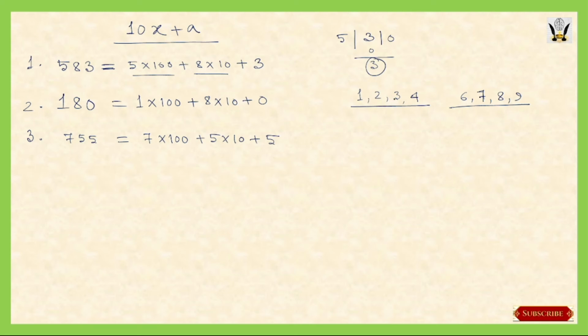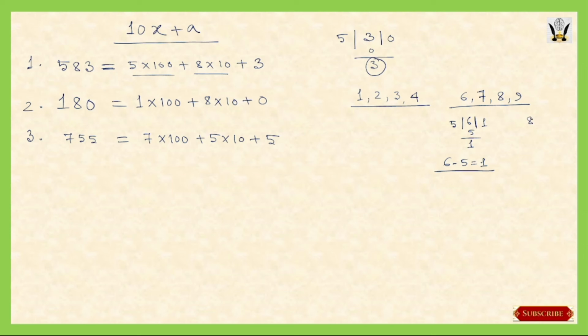Now among the numbers 1, 2, 3, 4, if we divide any of them by 5, then the remainder will be that number itself, as these numbers are less than 5. And 6, 7, 8, 9, all these numbers are more than 5. So if we divide these numbers, then the remainder will be the subtraction of 5 from this number. How? If we divide 6 by 5, the quotient will be 1 and the remainder will be 1. So 6 minus 5 is 1, right?